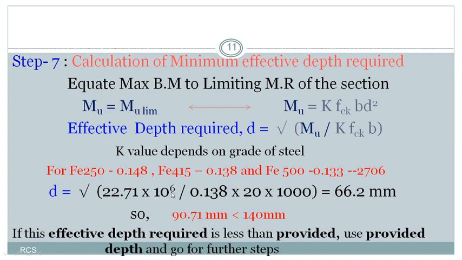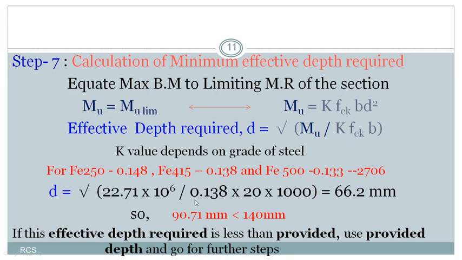Here we have 10 cube and 10 cube. One 10 cube is for converting kilonewtons to newtons, and another 10 cube is for converting meters into mm. That's why we are multiplying your factored bending moment with 10 power 6, divided by 0.138 into fck. Grade of concrete is 20, and we are designing everything, either dimensions, depth, or the reinforcement, with respect to 1 meter width of the slab. That is 1 meter, nothing but 1000 mm.